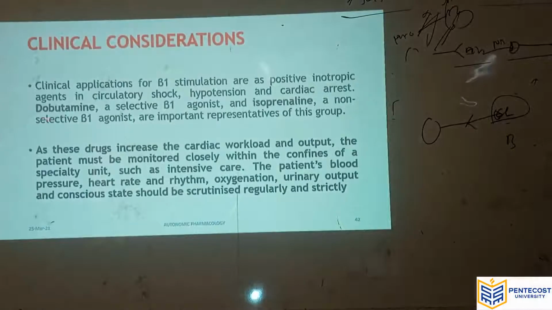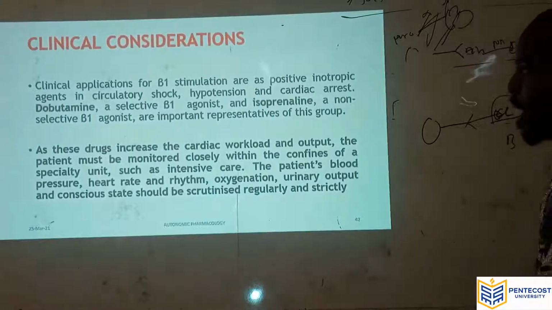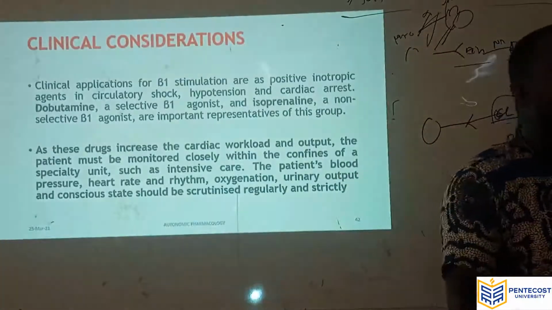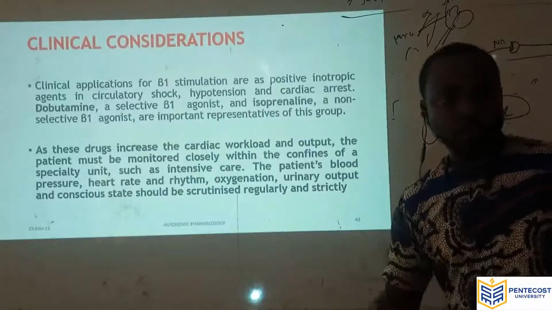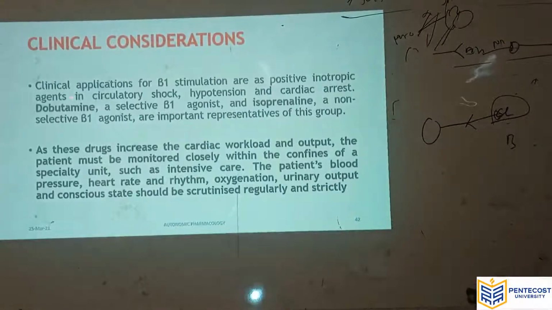I don't know whether you've come across this drug, dobutamine, in the hospital before. Dobutamine is a selective beta 1 drug. When you say selective, that drug is only going to bind to beta 1 receptors. So the clinical applications of beta 1 stimulation are as positive inotropic agents. They help the heart contract more, causing an influx of calcium that will enable the heart to pump more. So dobutamine is an example of a beta selective drug.